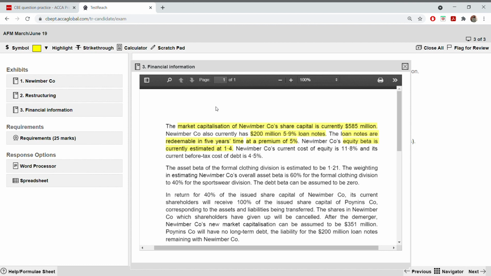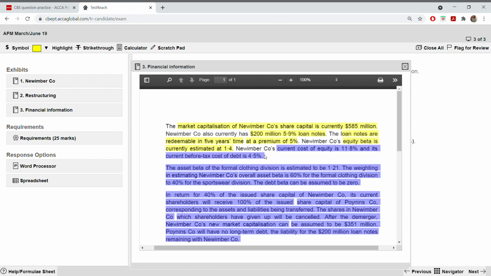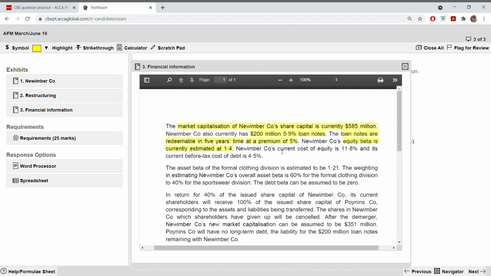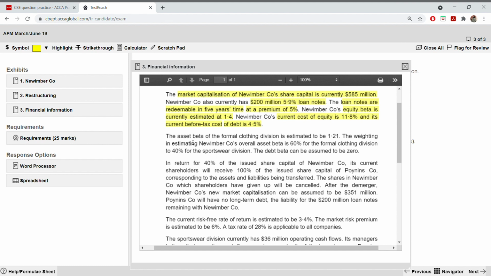Are you understanding that logic now, that sequence? Equity beta is needed to find cost of capital. Cost of capital you need to discount your free cash flow. Otherwise, how will you find the value of the demerged company, right? So new company's cost of equity: here they have given you the current cost of equity. That means you have to find the new cost of equity. Current is already given. So current cost of equity and current before tax cost of debt, 11.8 and 4.5%.